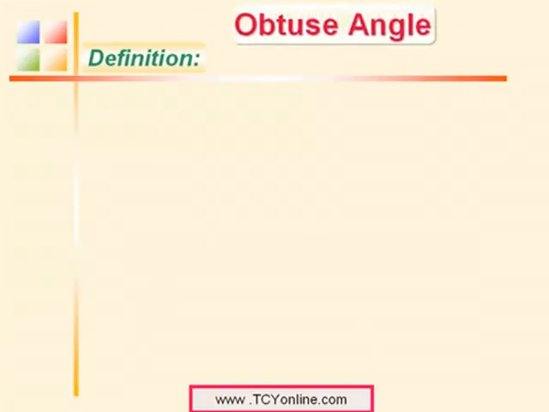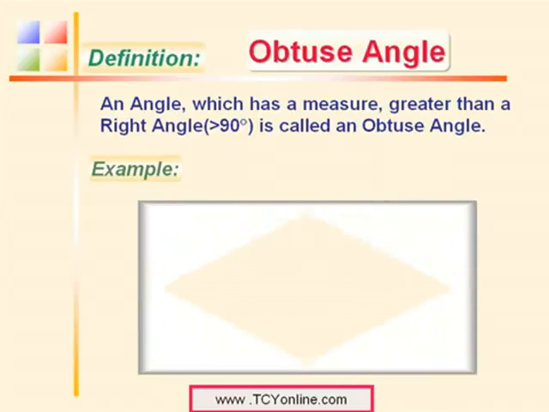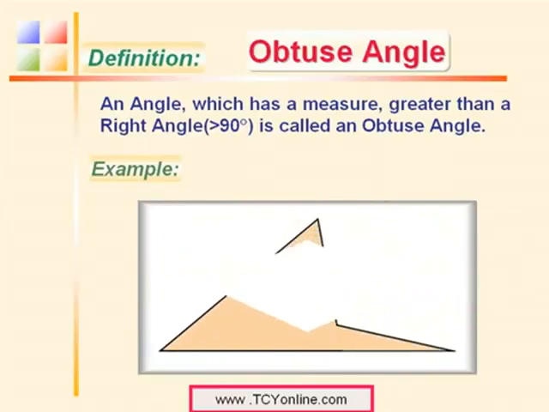Similarly, let's see what is an obtuse angle. An obtuse angle is basically an angle which is greater than a right angle, or we can say that it has a measure greater than 90 degrees. Let's see an example of an obtuse angle. Over here in this figure, we can see that this is an obtuse angle because it appears to be greater than 90 degrees.